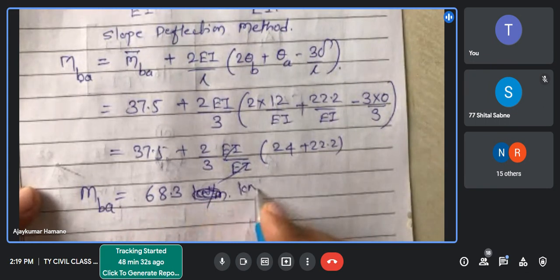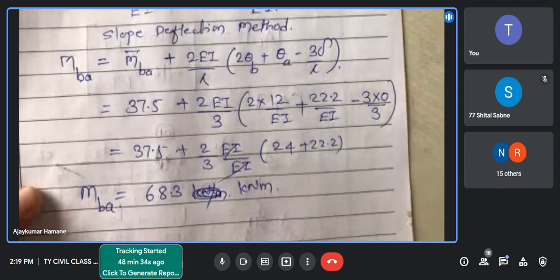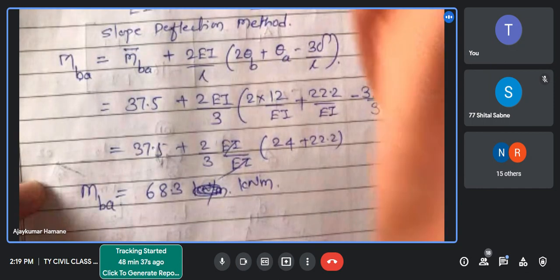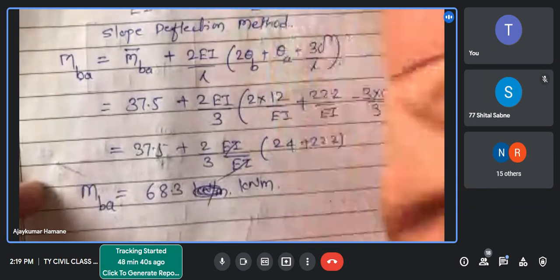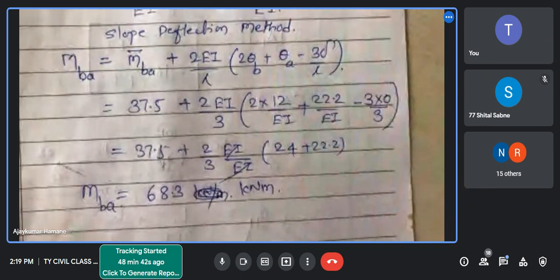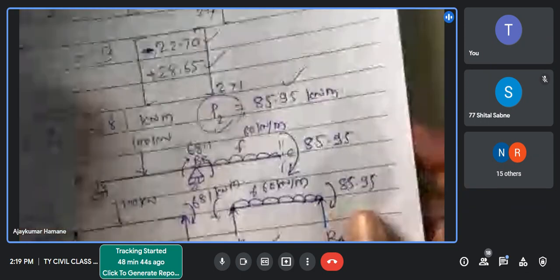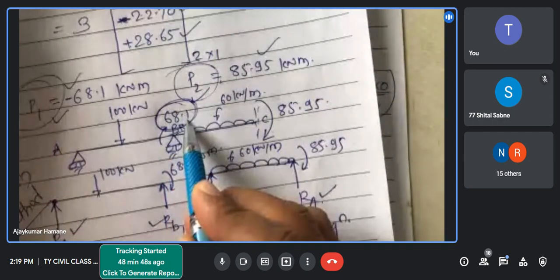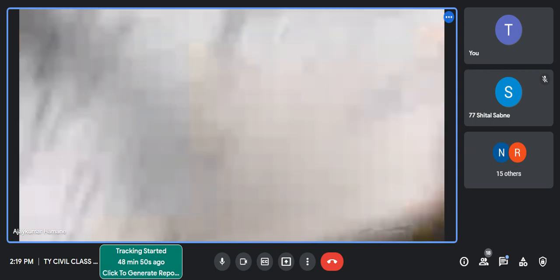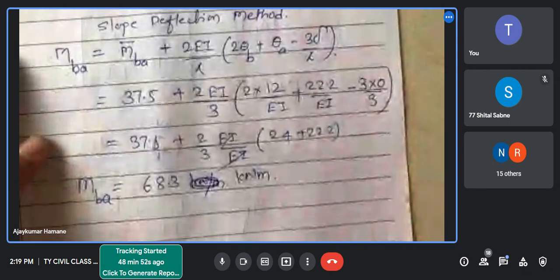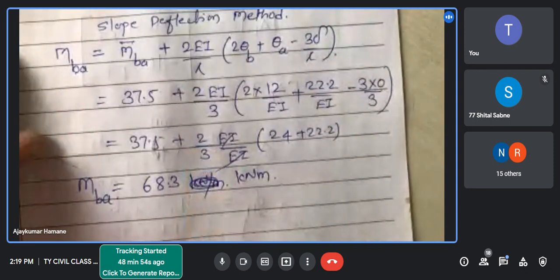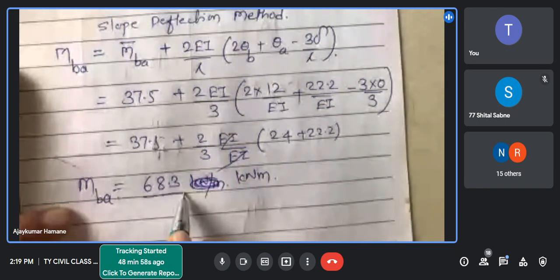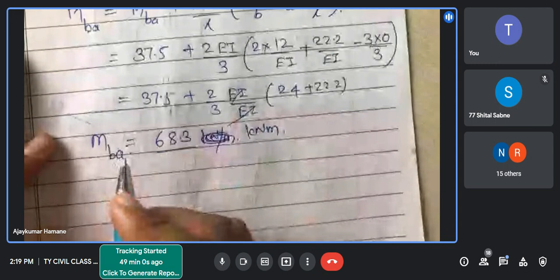See how we have solved this. In the flexibility method also we got the same, 68.1. So it is very similar. This is a second approach; flexibility is a different approach. By stiffness also we got 68.3. Now you calculate this one.